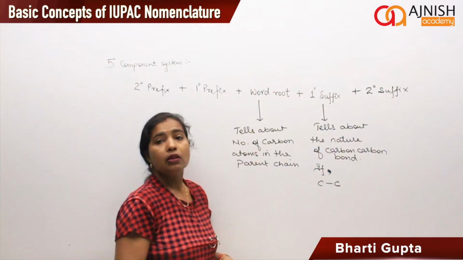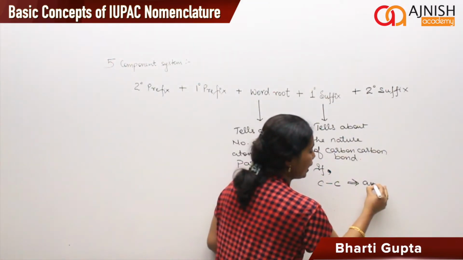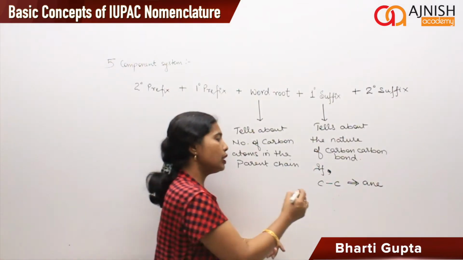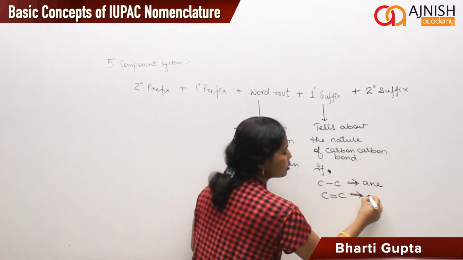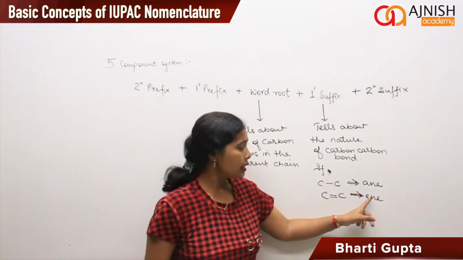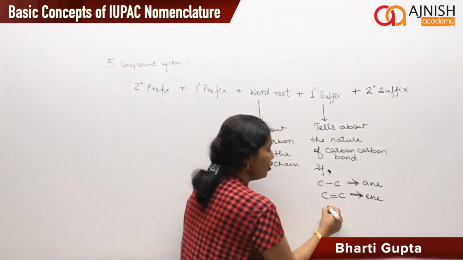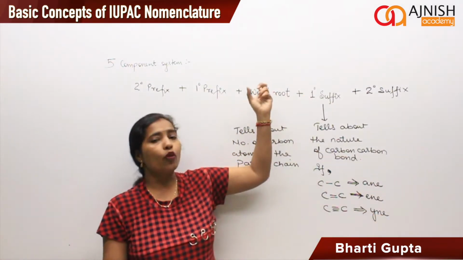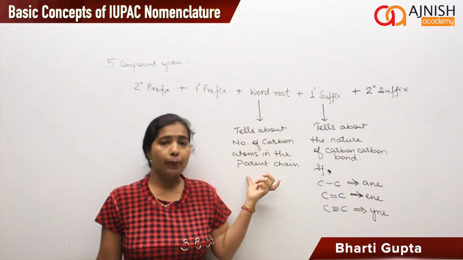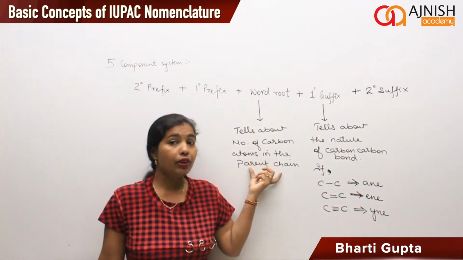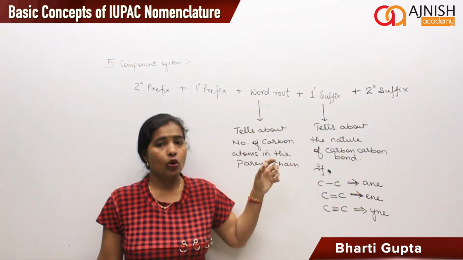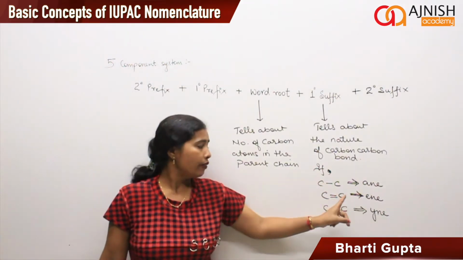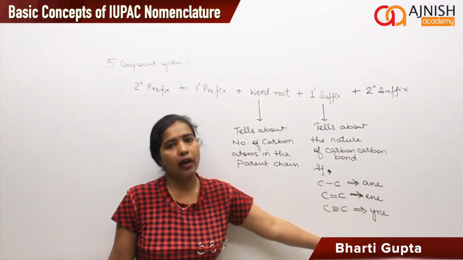If in the parent chain all carbon-carbon bonds are single bonds, then we use the suffix ane just after the word root. If there is some double bond present in the carbon chain, we use the suffix ene just after the word root, and for a carbon-carbon triple bond we use the suffix yne. So the word root tells about the number of carbon atoms in the parent chain, and by selecting the parent chain we can see whether the carbon atoms are all single bonded or some double or triple bond is present. If all single bonds, we use ane; if some double or triple bond, then we use ene or yne.